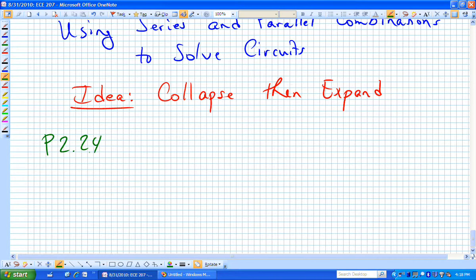Problem 24 in Chapter 2. We have a circuit. What's that element? Current source. That's going to supply 2 amps no matter what you hang on to it. That's an ideal source.